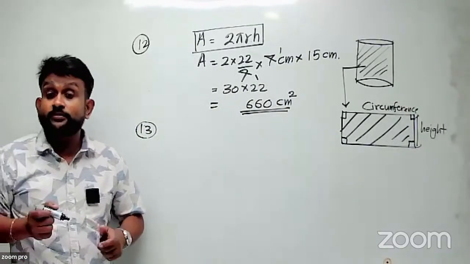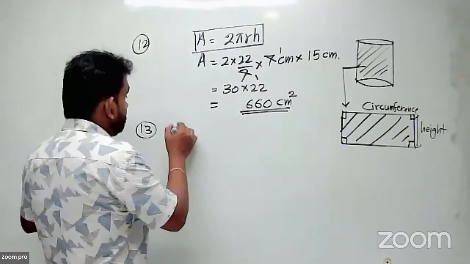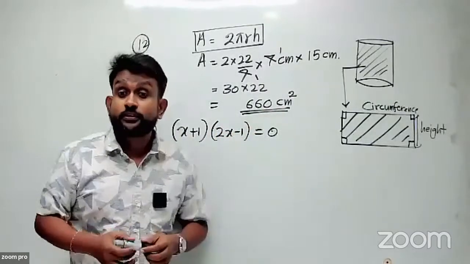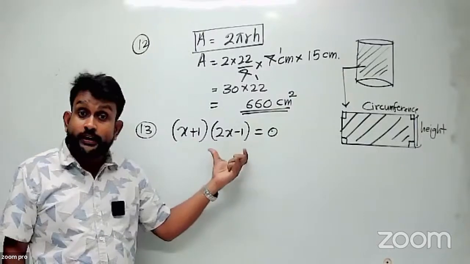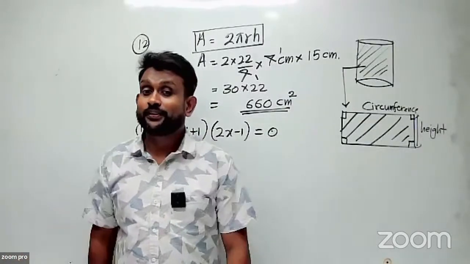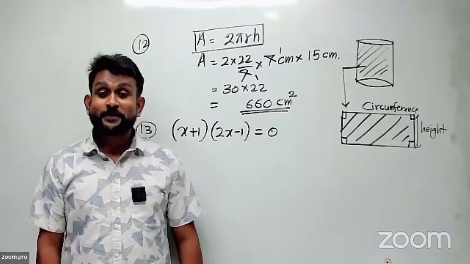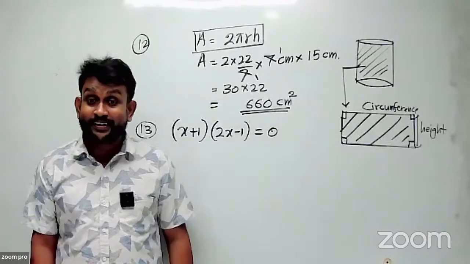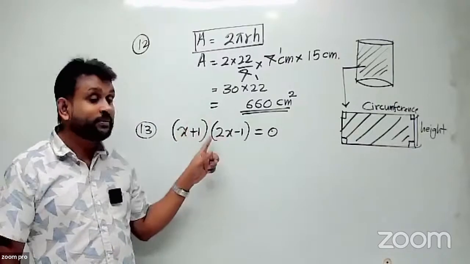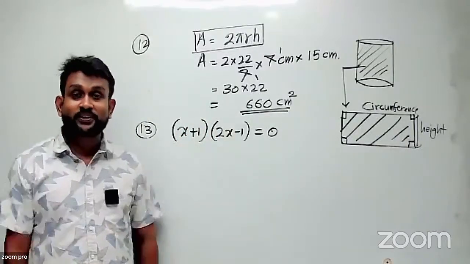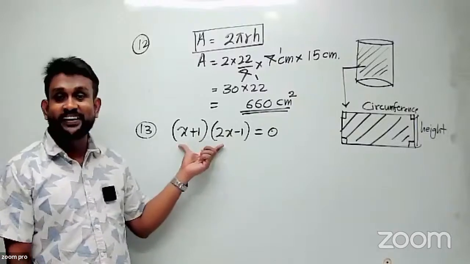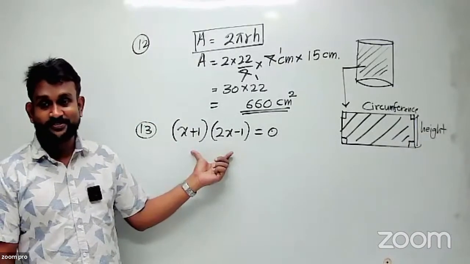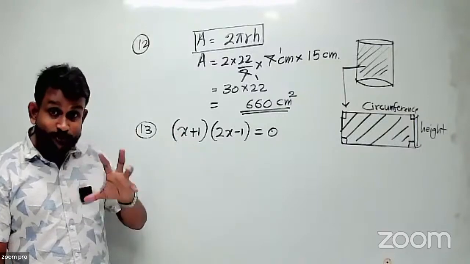Right, 13, that is a quadratic equation: (x plus 1)(2x minus 1) equals 0. See, here is a quadratic equation, and it is already factorized. Sometimes students do not understand whether it's factorized or not. What they do is remove the brackets, get a quadratic expression, and factorize again to take this answer. So what you need to think is, that is factorized.